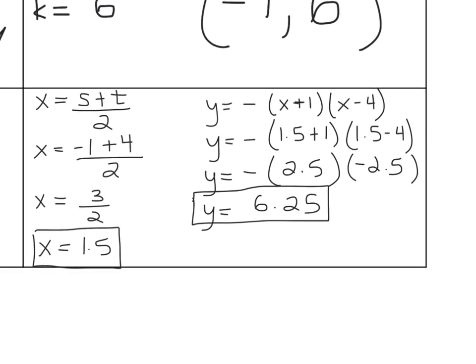So if I were then to take my two numbers and blend them together into one coordinate point, my vertex would be located at 1.5 and 6.25.